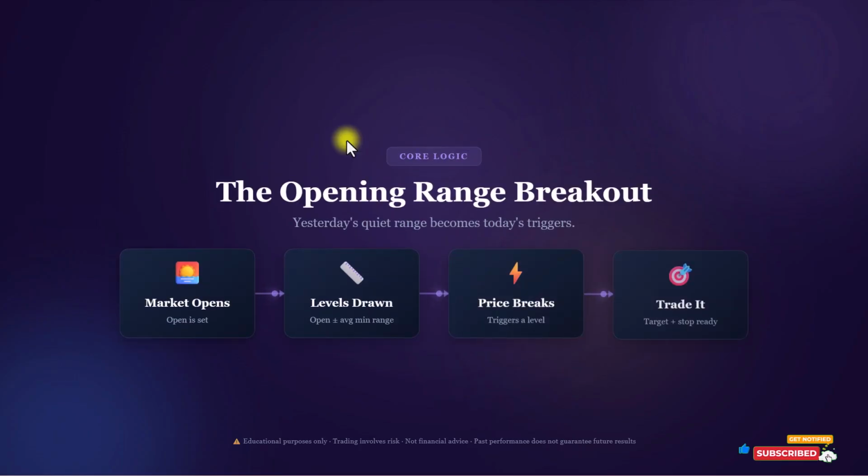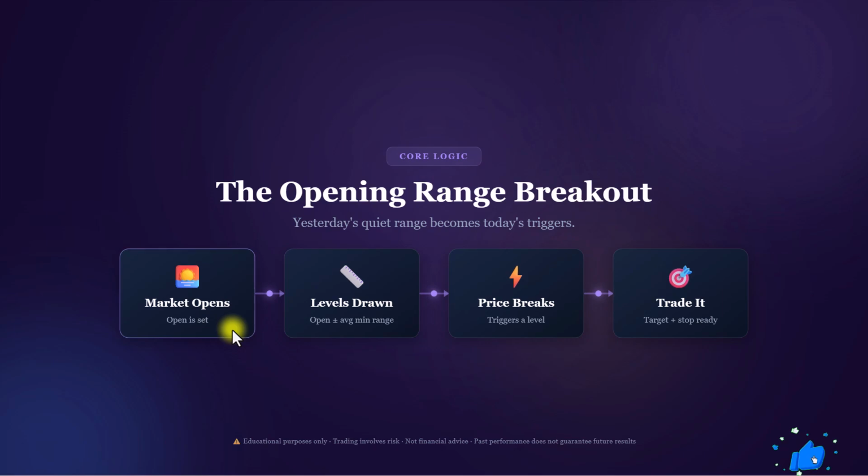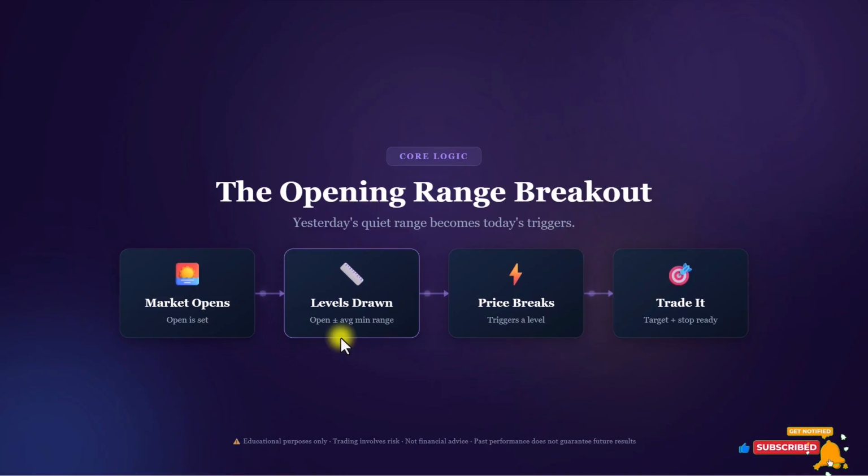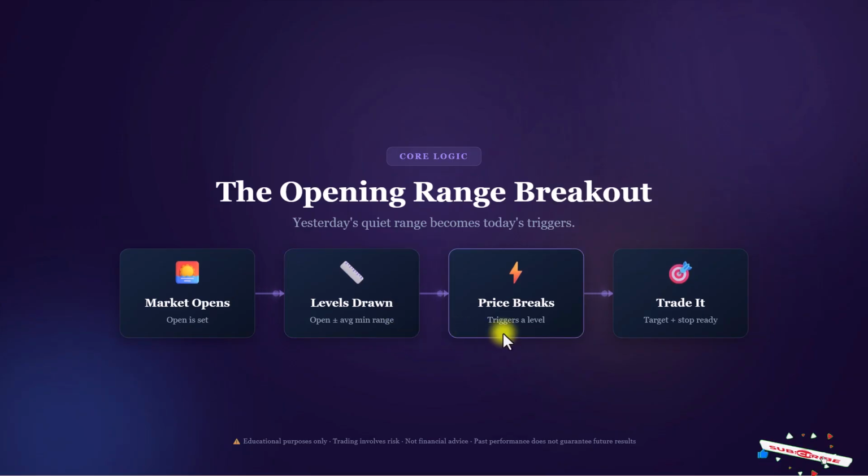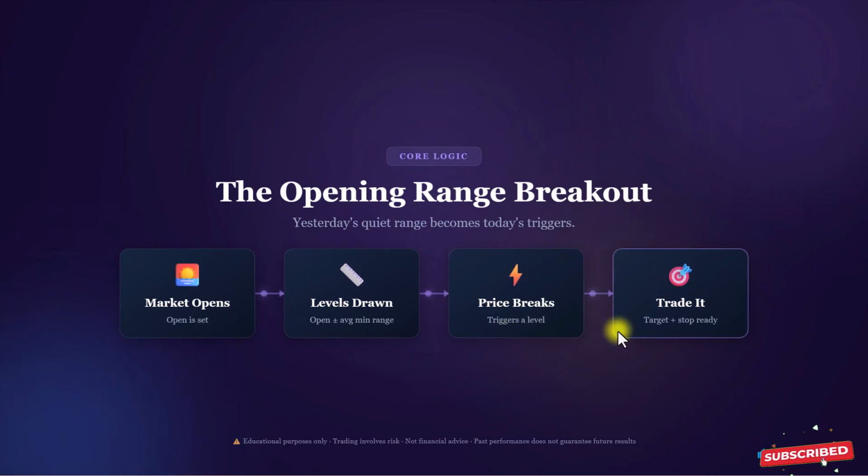Here is how the opening range breakout works. The market opens, and the system draws a long level above the open and a short level below it. Those levels use the 10-day average of the quietest daily range. So when price breaks above the top level, you look for longs. When it breaks below the bottom level, that is your cue to think short. A clear line in the sand from the first minutes of the day.